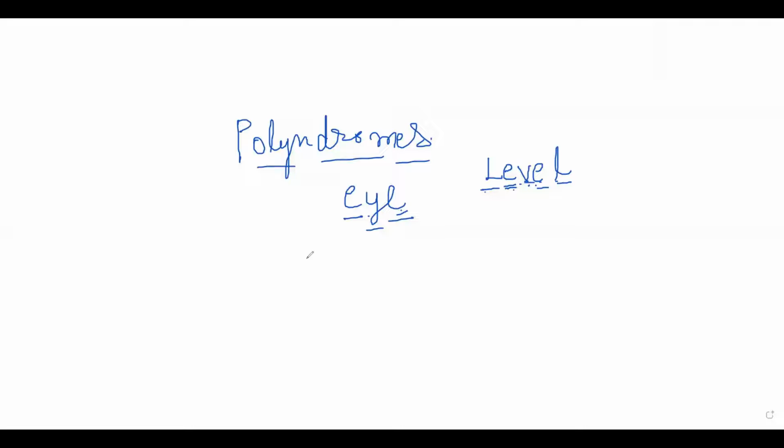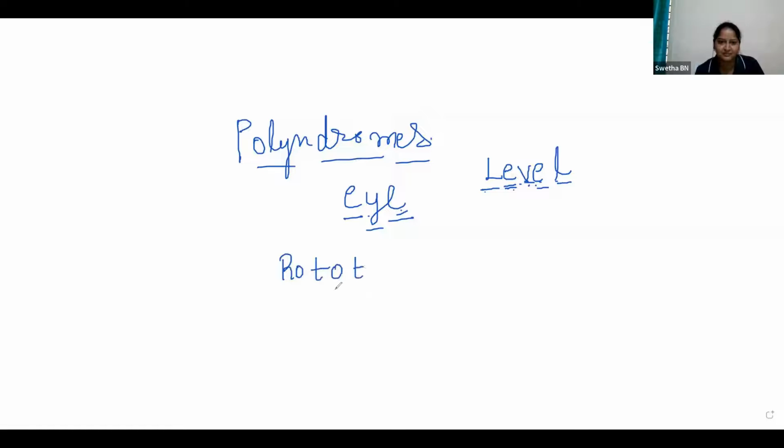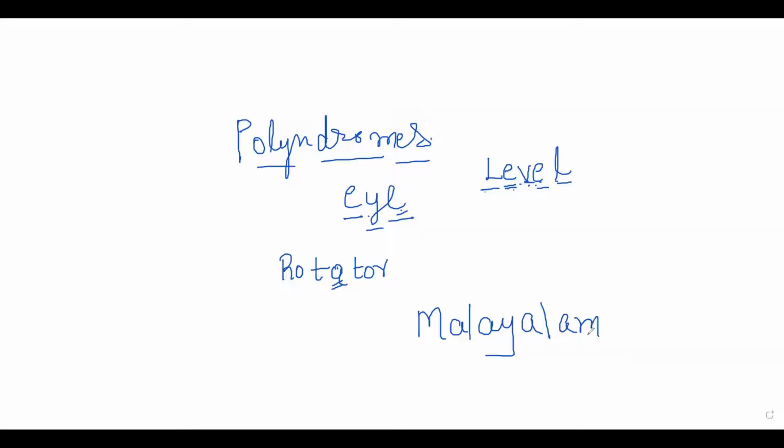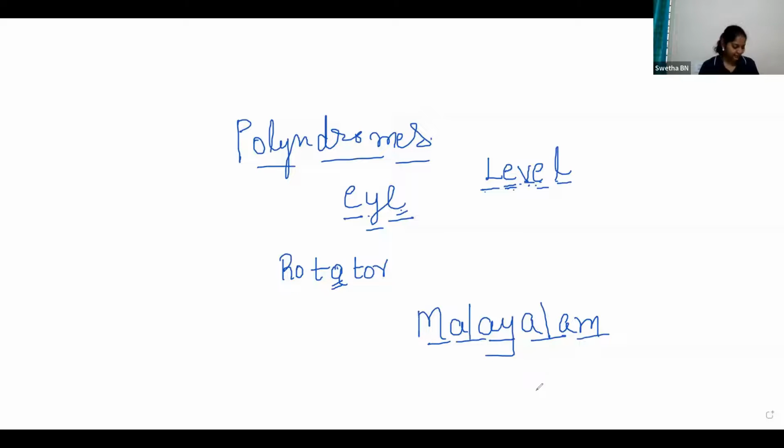And many examples are there. I'll give you a clue. There is a word, rotator. R-O-T-A-T-O-R. And one more language is there, that is Malayalam. You know that? If you read from right to left, it is Malayalam. So these are called palindromes.